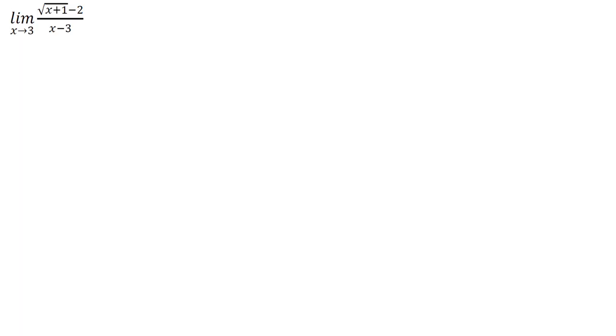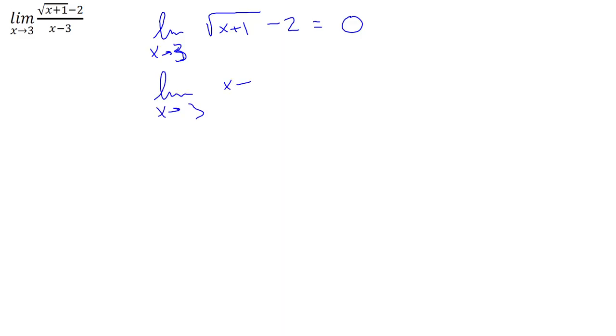All right, so for this one, we'll check the limit in the numerator. The limit as x approaches 3 of root x plus 1 minus 2 is equal to 0, right? Because that's the square root of 4 minus 2. And we know that the limit as x approaches 3 of x minus 3 is also equal to 0.